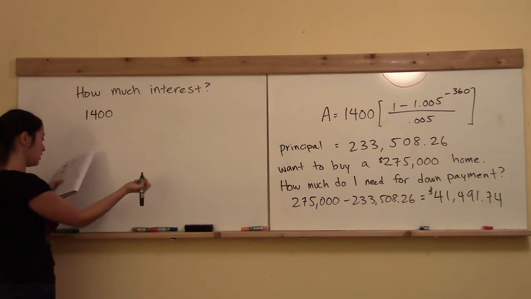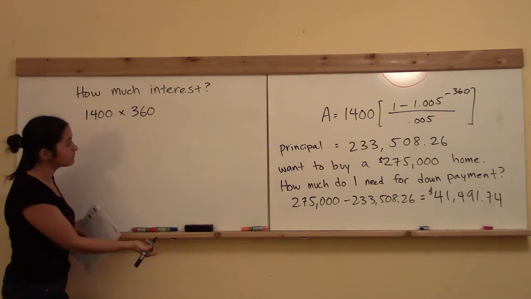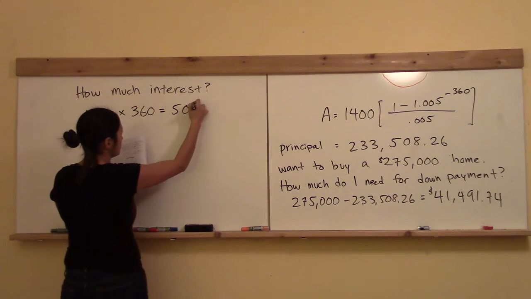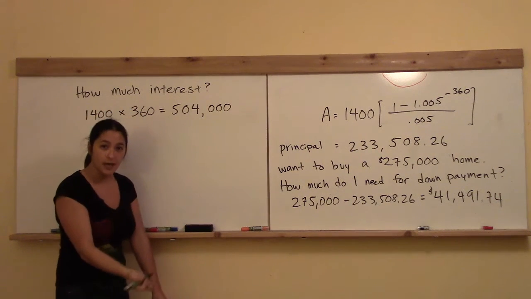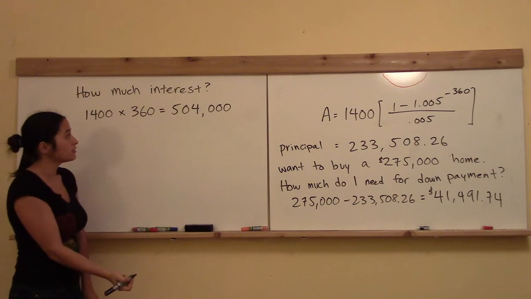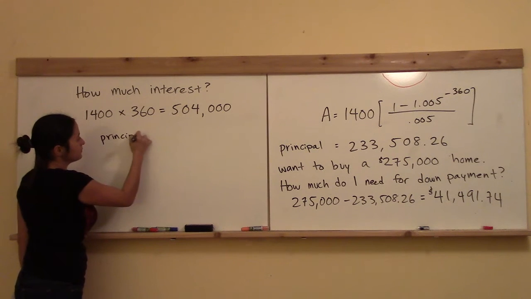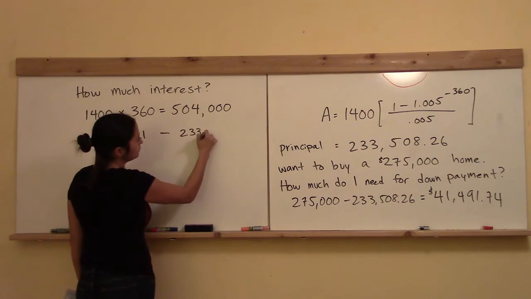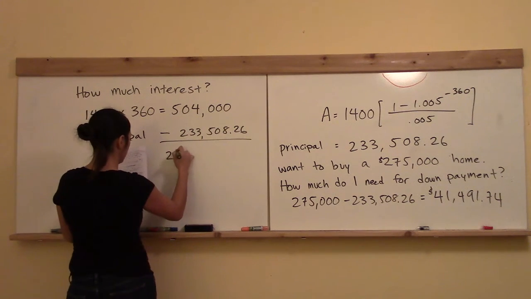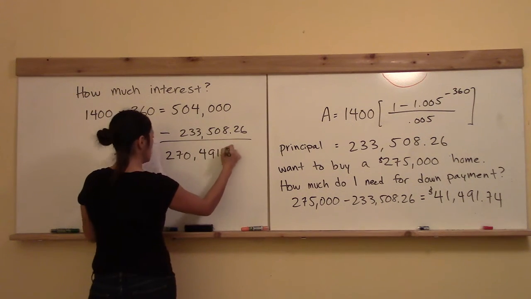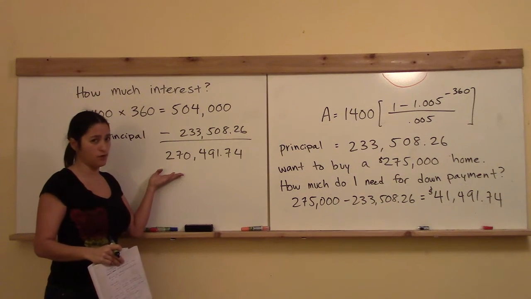Alright, so let's see. Well, I'm paying $1,400. How many times am I paying that? 360 times. 12 times a year for 30 years. How much money did I actually pay? $504,000. That's how much money you're going to end up paying altogether to amortize this loan, okay? So let's just subtract off the principal there. The principal amount that we borrowed is $233,508.26. When you subtract that off, you'd be surprised to find that the amount of money that you're going to pay in interest on that loan is actually more than the amount of money that you borrowed on the loan, okay?